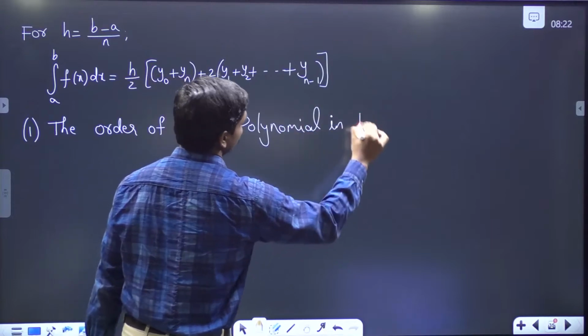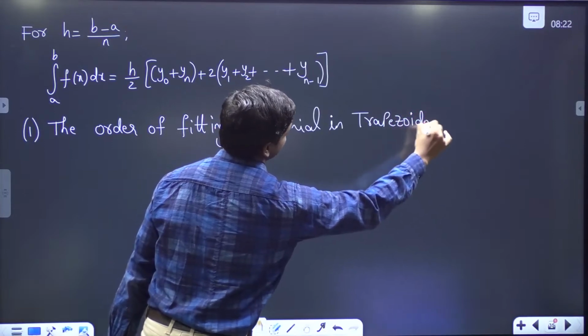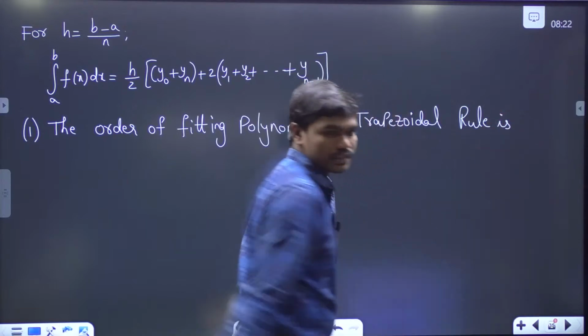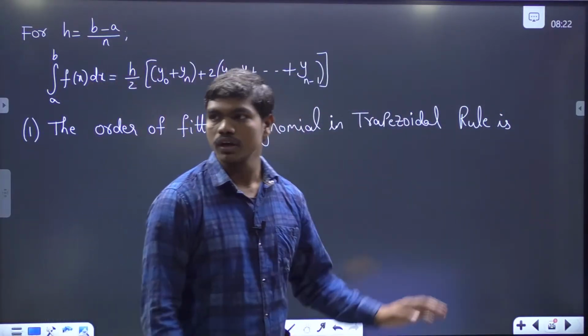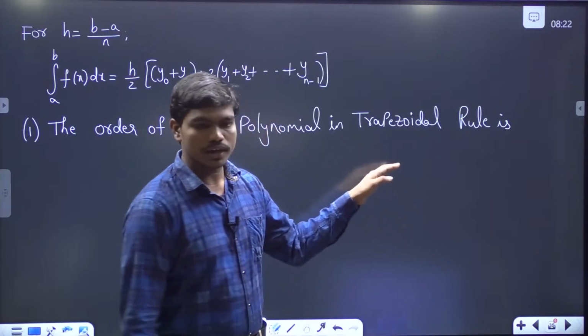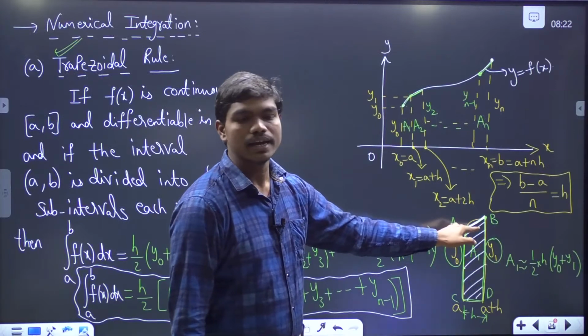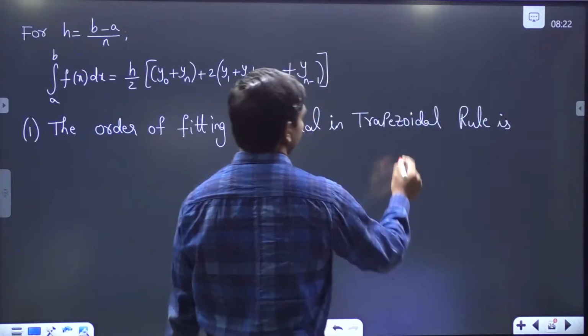In the trapezoidal rule, the order of the fitting polynomial is how much? All of you, please respond. Around 55, 56 are on live. So please respond. What's the order of this fitting polynomial? If you see this curve, we are fitting these 2 points by a linear approximation, means with a straight line. So the order of the fitting polynomial is 1.